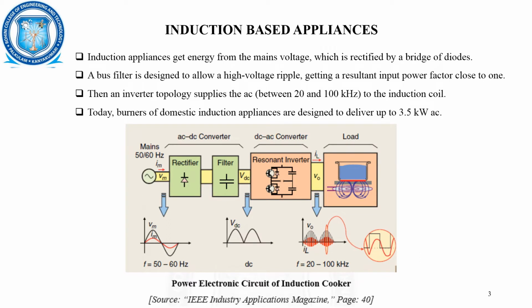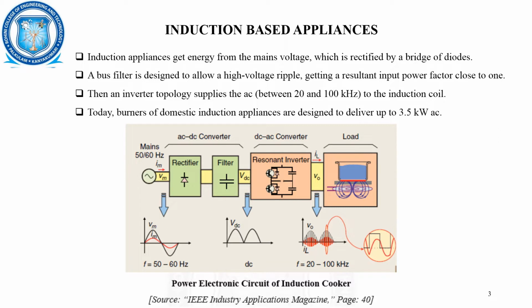principle. So the induction appliances get energy from the mains voltage, which is then rectified by a bridge of diodes. Here let us see this circuit. This is a power electronic circuit of an induction cooker. First we have the mains. It may be either 50 hertz or 60 hertz. In the Indian system it is 50 hertz.